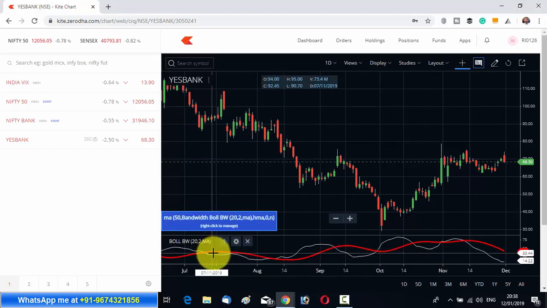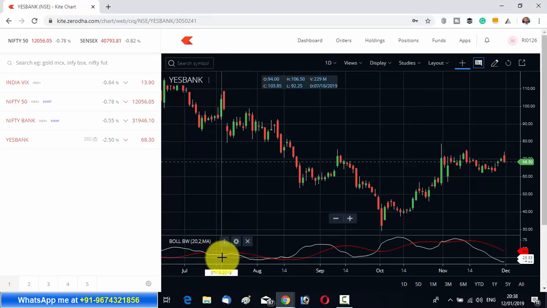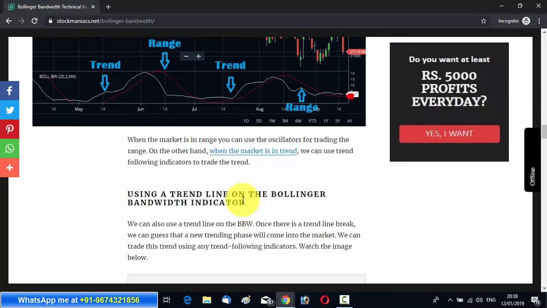So you can identify what is a ranging phase and what is a trending phase. Whenever the market is in range, you can use oscillators for trading the range, and whenever the market is in trend, you can use trend following indicators to trade the trend. So this is how you can identify the trend or range situation just by seeing the charts in one go.